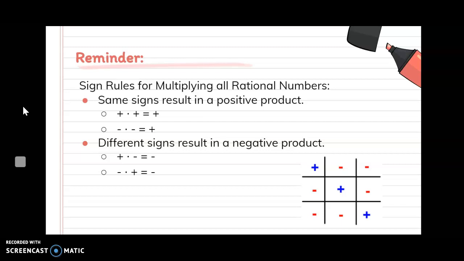Also, remember on the tic-tac-toe board that any way you can make tic-tac-toe, if it's this way, if it's this way, or this way, any way you can make tic-tac-toe, all the possibilities show you the answers to the product of multiplying rational numbers.